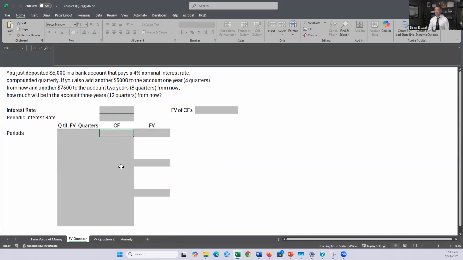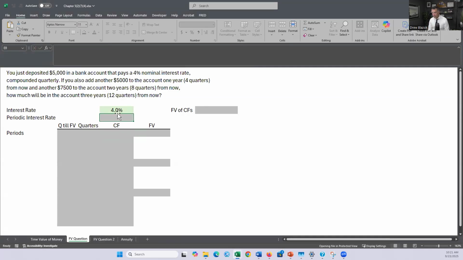Let's leave this question. These are questions how I will write it up. So if you have this question on the exam, I would recommend doing it this way, and hopefully this makes sense. You just deposited 5,000 in a bank account that pays 4% nominal interest rate. So let's put that in. 4%.